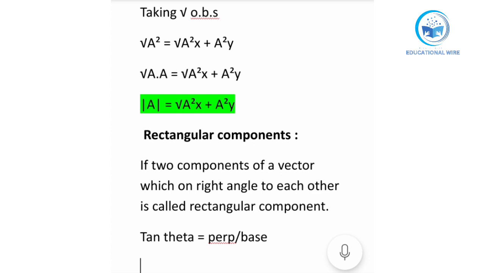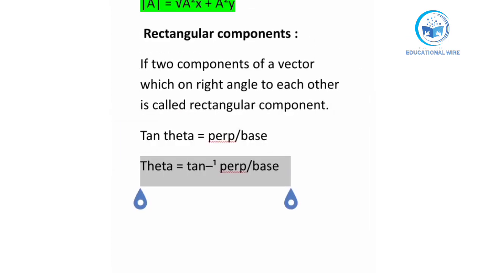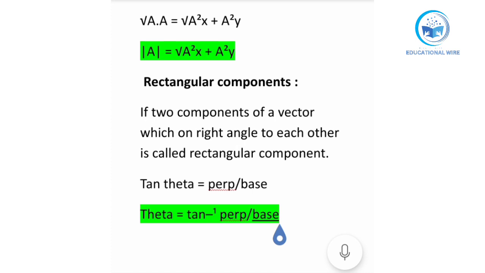Now let's move further. This tan is multiplying over here, so when it goes to the other side it will be tan inverse, and just theta will remain over here. You can say angle is equal to tan minus 1 perpendicular upon base. Theta is an angle, so angle is equal to tan inverse perpendicular upon base. In this way we can find the angle.